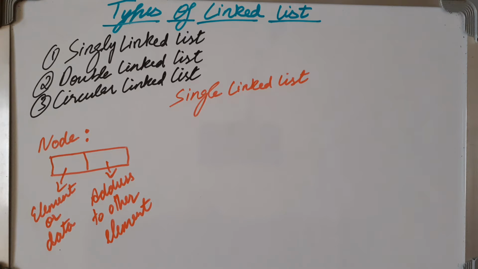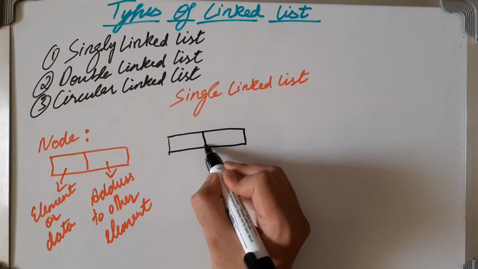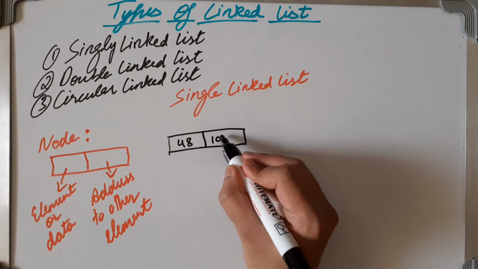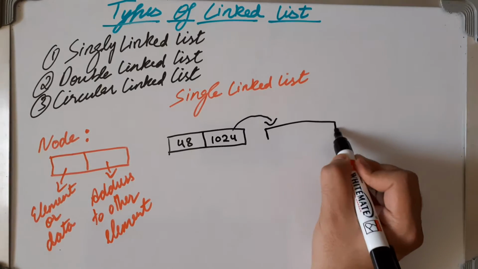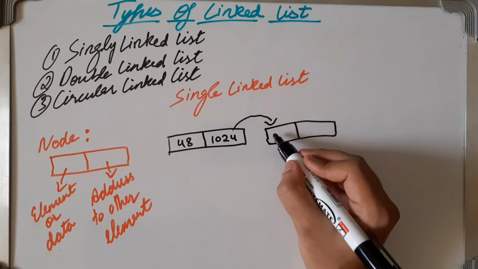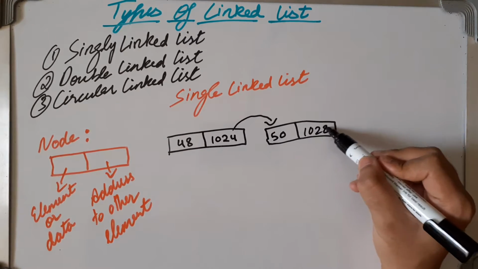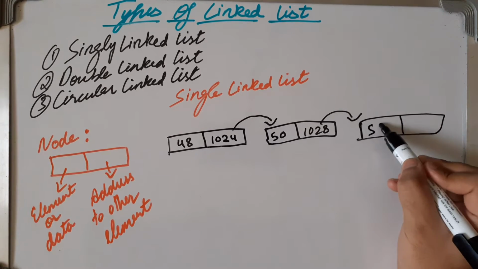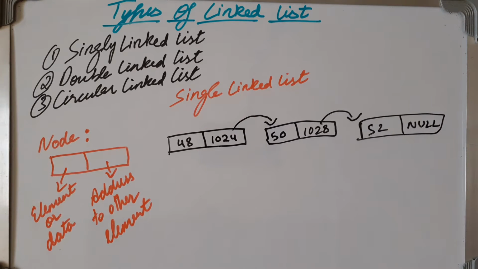Suppose I draw a single linked list, it looks like this. It is like 48 element is here and we have address 1024. It is pointing to the other node, and on that address we have a value 50, and on that node we have 1028 and another element, and in the last we have 52, and then we have an address null because after this we do not have any element. So we get to know that the linked list is ending here at null.